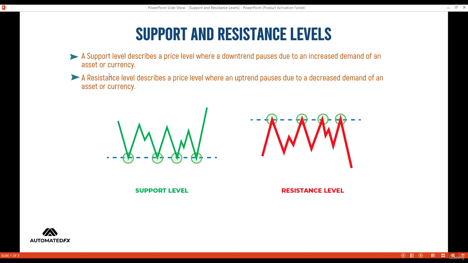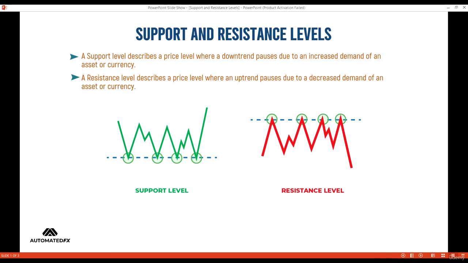And a resistance level is the opposite. It describes a price level or a price zone. The zone is basically a range of price levels where an uptrend pauses due to a decreased demand of an asset or currency.